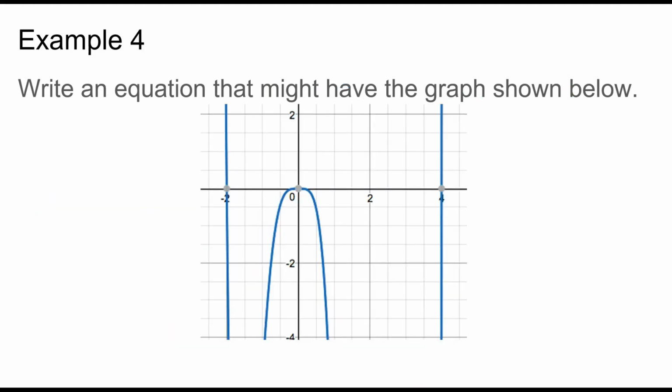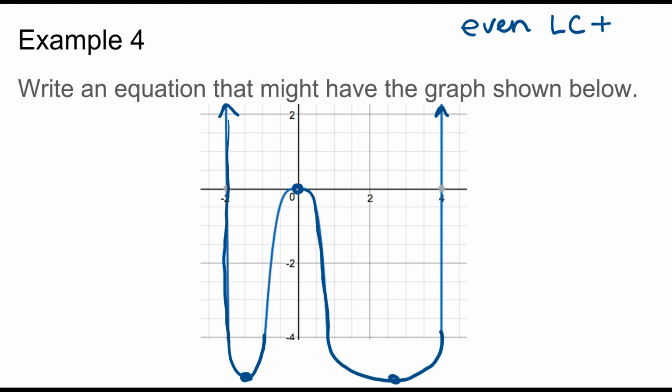Let's do one more. Write an equation that might have this graph. So we see our end behavior here. It's got to be even. Our leading coefficient needs to be positive because they're both going up. And now let's check our turning points. So we've got 1, definitely there's got to be 1 down there. And then 2. Somehow it's got to come back up, right? 3. So we've got 3 turning points. So our degree needs to be 4 or bigger.